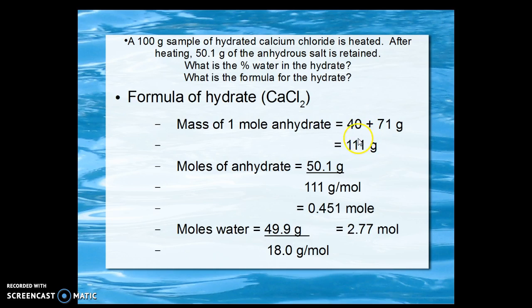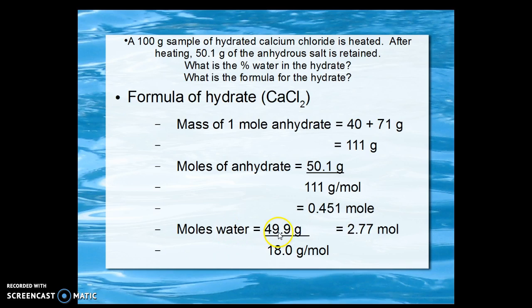Now the formula is solved this way. You first of all add up the mass of the atoms in the formula. You get what's called the formula mass or the molar mass. Calcium is 40. 2 chlorides are 71. That's 111 grams. Then we find the moles of the anhydrate calcium chloride. 50.1 grams of the calcium chloride is left. When you divide that by 111 grams per mole, you get 0.451 moles of anhydrous calcium chloride.